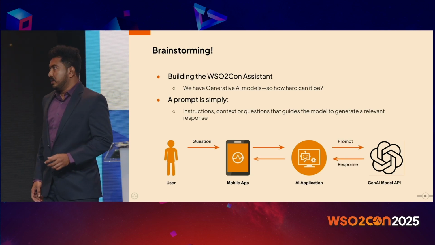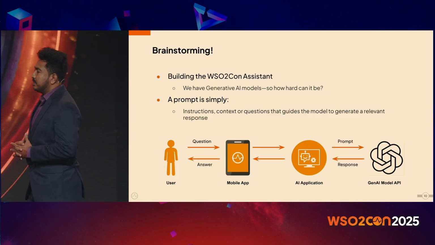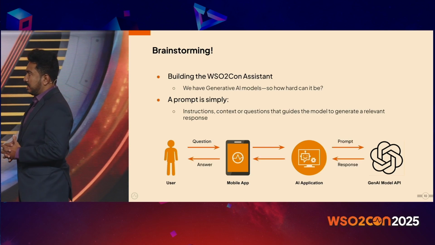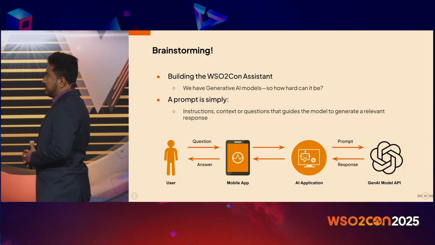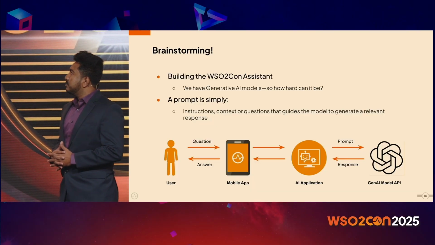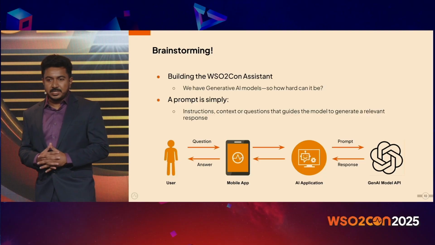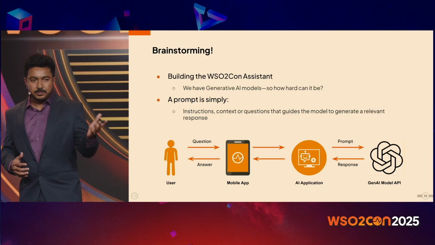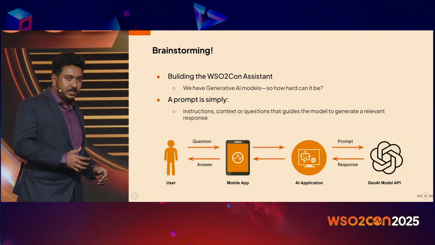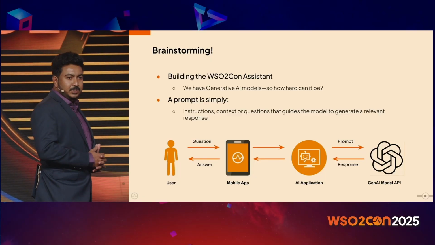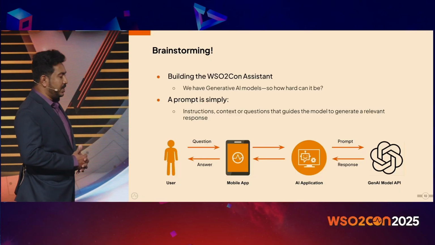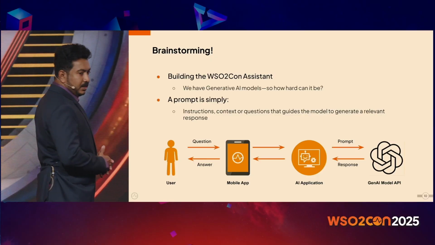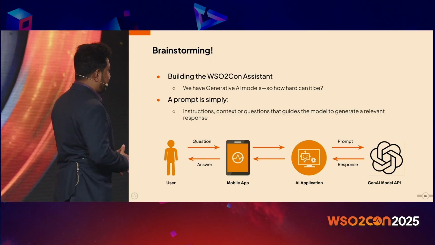So let's do a little bit of brainstorming, like how we can build this WSO2Con assistant. Yeah. So we have generative AI models, and we have been using ChatGPT. And if we ask questions from ChatGPT, it answers really well, right? So it can't be really hard, right? So we can just connect to a Gen AI model, and it should work somehow, right? So we can assume that.